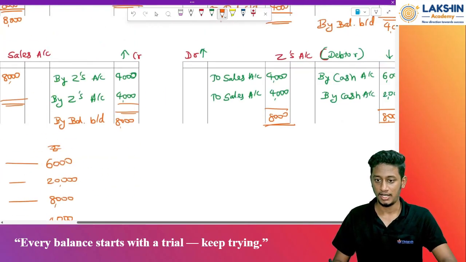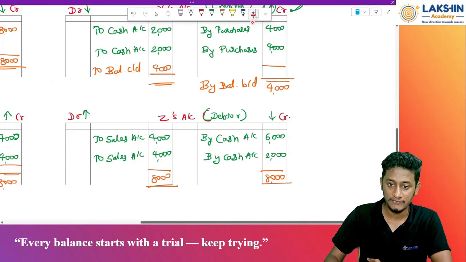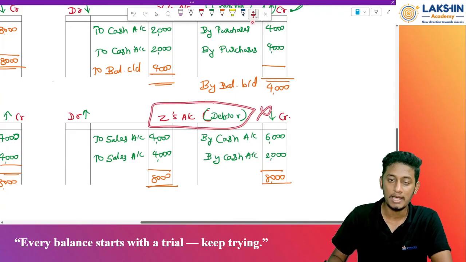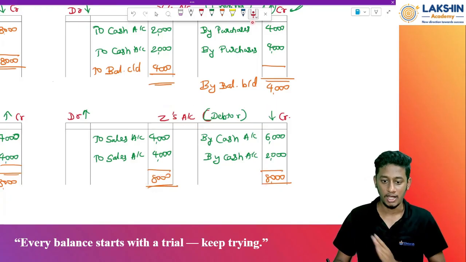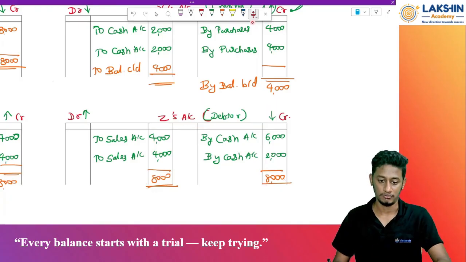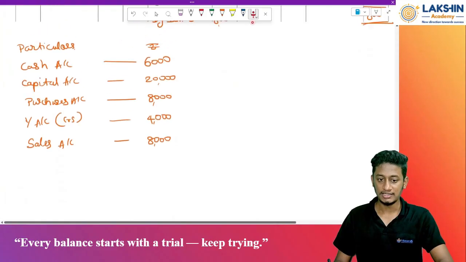Good. Then does any balance remain for Z's account? There is no balance. It is tallied complete. It is matching. The debit and credits are equal. So there is no balance remaining to be paid or to be received. Now using this, let us prepare a trial balance.